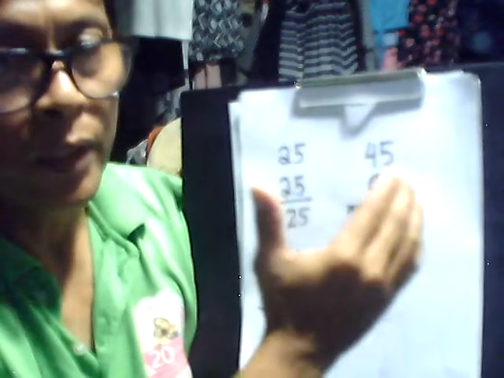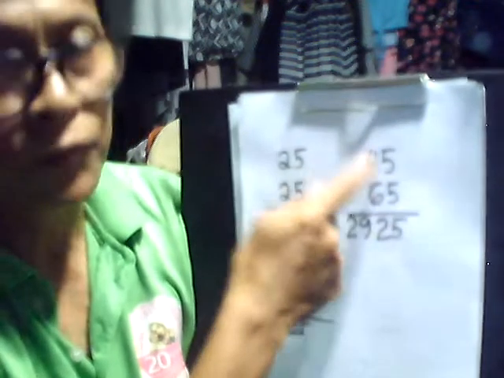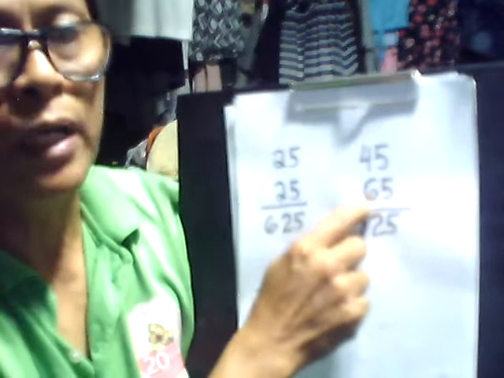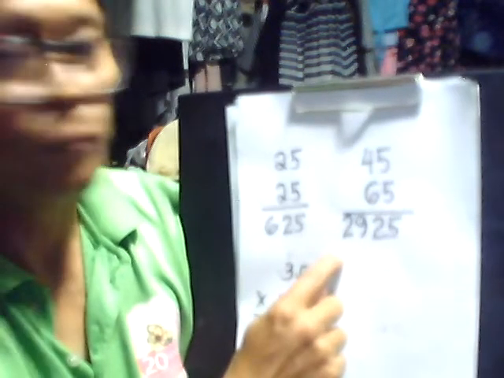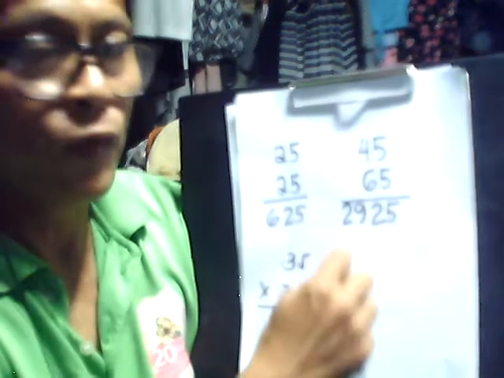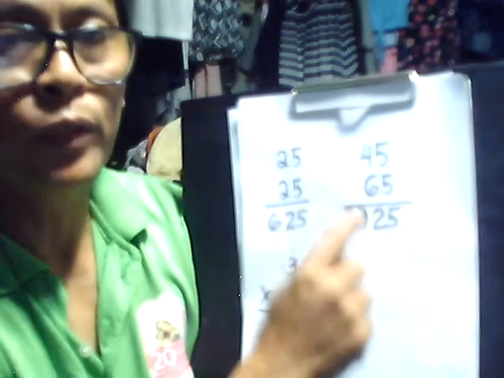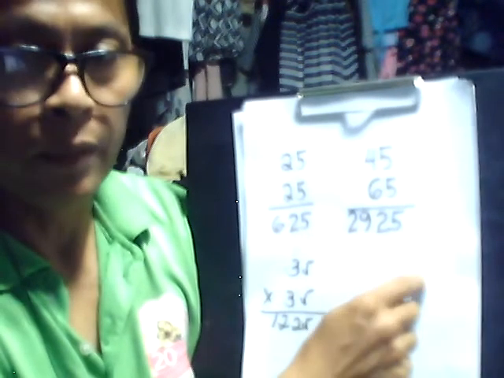Whatever is bigger, you have to add 1. So since 6 is bigger than 4, I added 1 here. So 6 becomes 7. And then 7 times 4 is 28. But my answer is 29. Why? I add 1 to my answer, 28. 28 plus 1 equals 29. So my answer is 2,925. Okay?